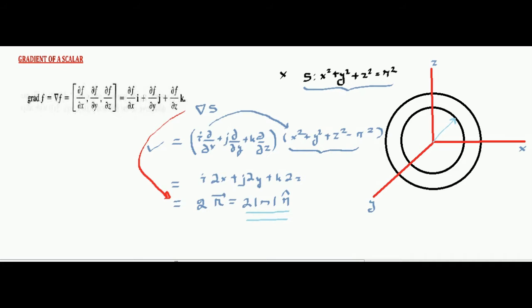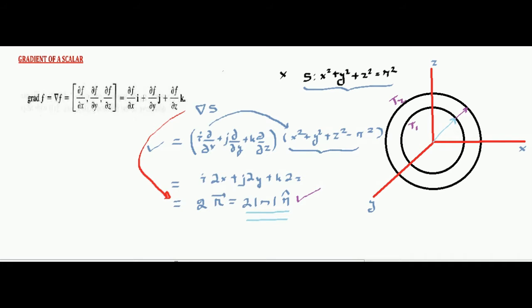Consider this sphere maintained at a temperature T1 and this sphere maintained at a temperature T2. The greatest rate of change of temperature will occur only when you move in the radial direction. Okay, and that greatest rate of change direction is already represented by the gradient. Now let us see what happens when we apply gradient on a potential.